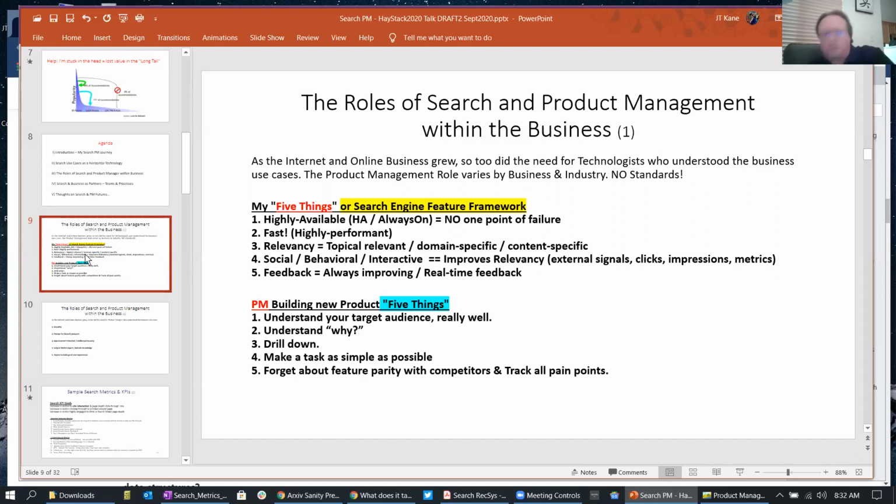So I have two frameworks that I work with, depending upon the audience that I'm working with. And for a long time, I just called the one my 5 things. And the number 5 is important because you can look at your hand and just count them off. When we look at a search engine, problems and features can be bucketized, if you will, in each of these 5 components.